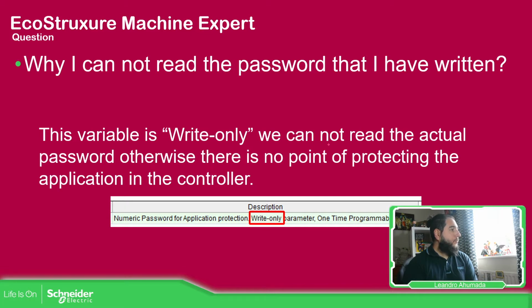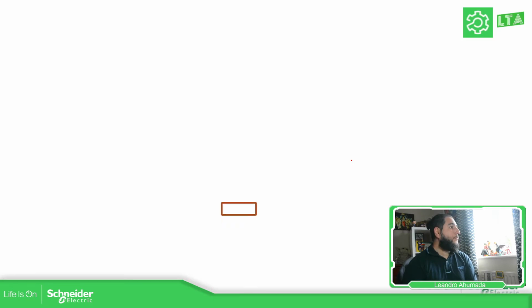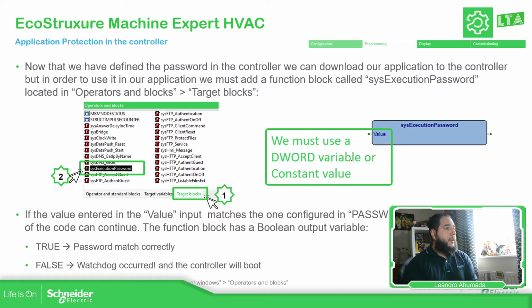So, one question: why can't you read it? Well, I already mentioned this. This password is write only. So if you're trying to read it, it's not going to be possible. We cannot read the actual password. Otherwise, there is no point protecting the application and controller. This is true. So now we have already set our password.